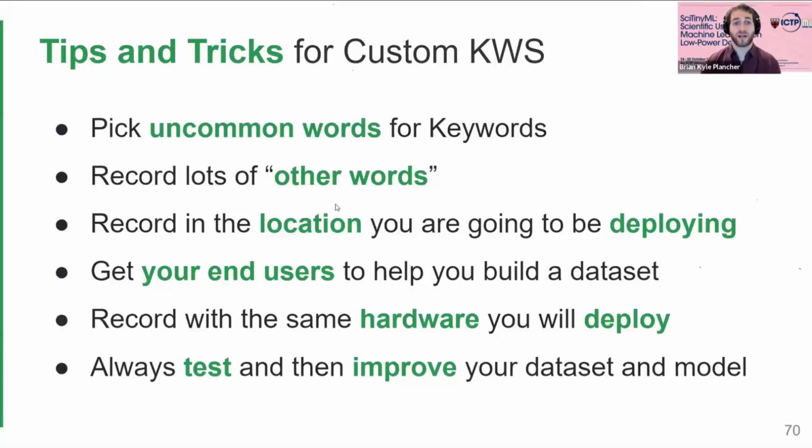You also want to record a lot of other words. If you only ever give it examples of silence and your keyword, it will probably learn that anybody talking and saying anything is your keyword. And so you want to include a lot of distractor words. So if you were doing Alexa, you might want to also do Amelia or, I don't know, X-ray or some other things that sound kind of similar, to teach it exactly what your keyword is and not just roughly what the keyword is.